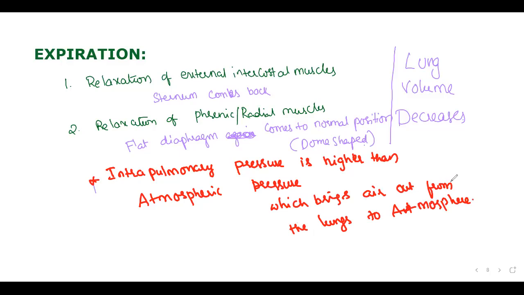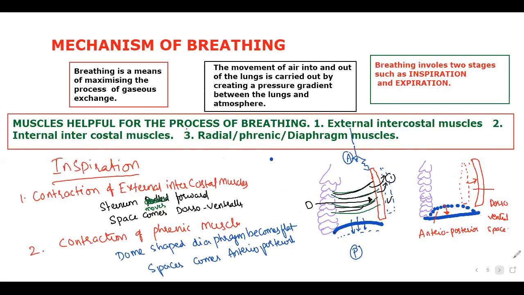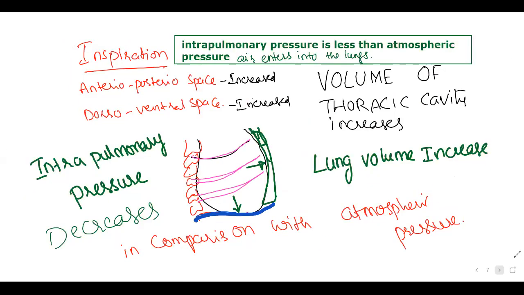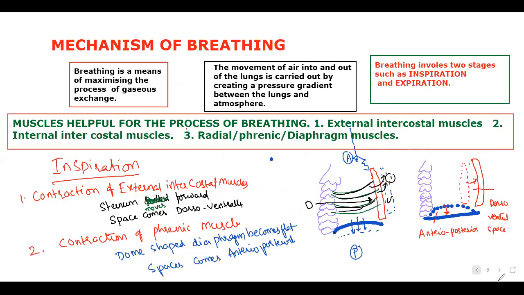Simply you need to understand contraction of external intercostal muscle. External intercostal muscles are the muscles between the ribs. The contraction of these external intercostal muscles and the phrenic muscle increases the volume of the thoracic chamber. The contraction of external intercostal muscle lifts up the ribs and sternum, causing an increase in the volume of the thoracic chamber.